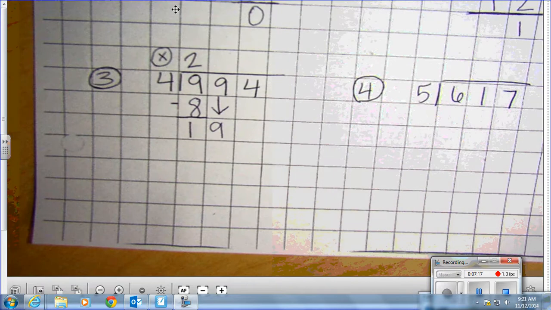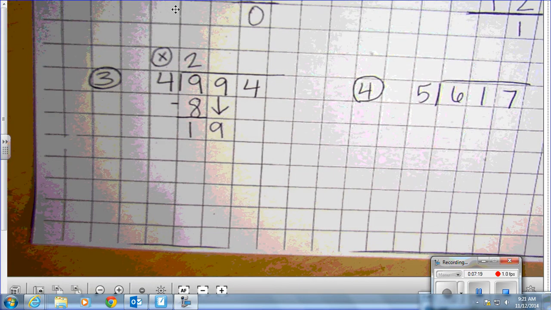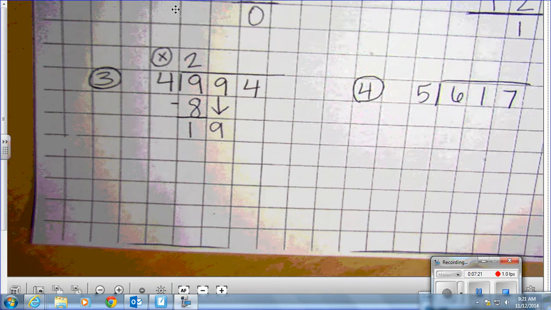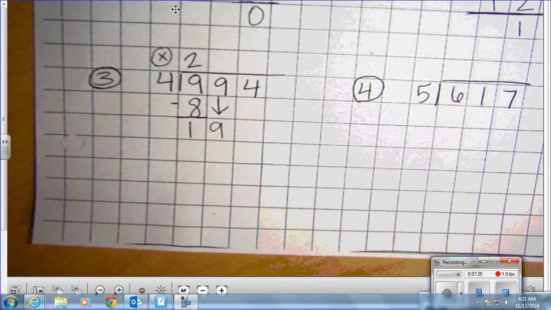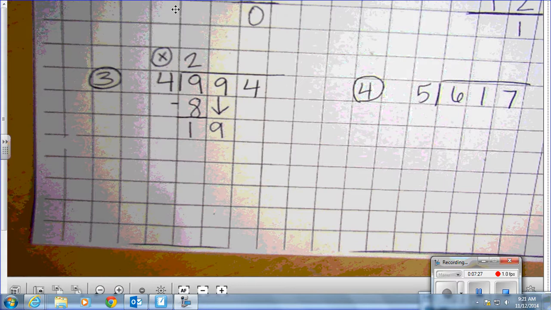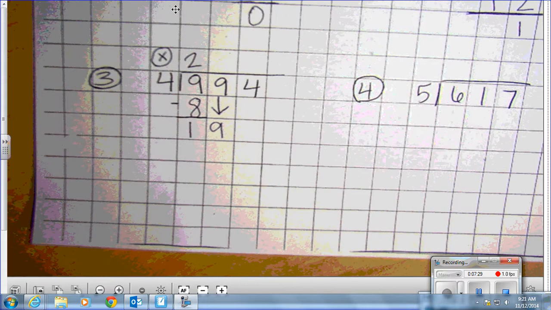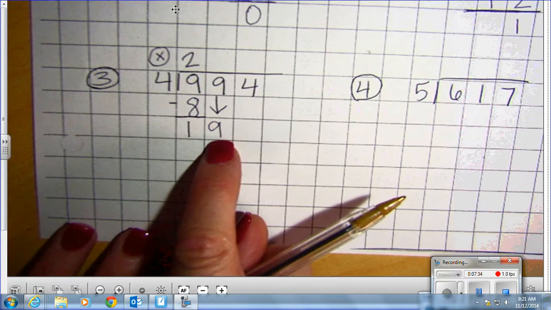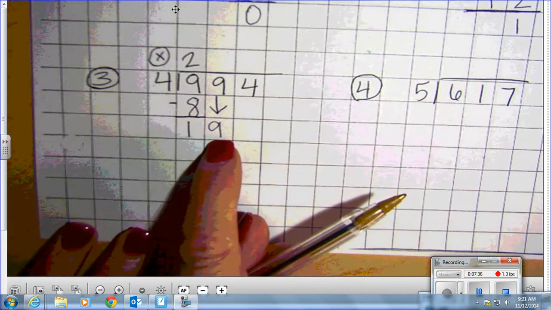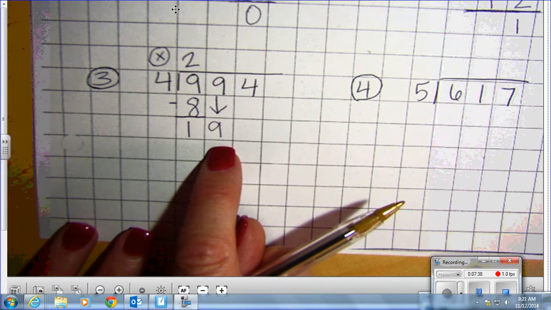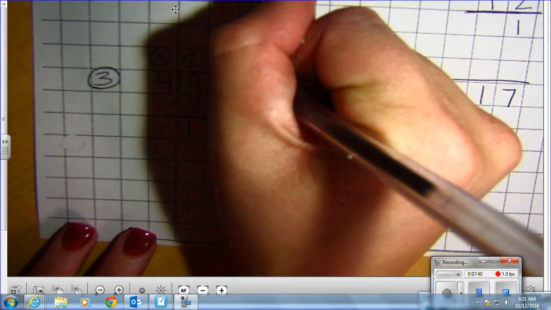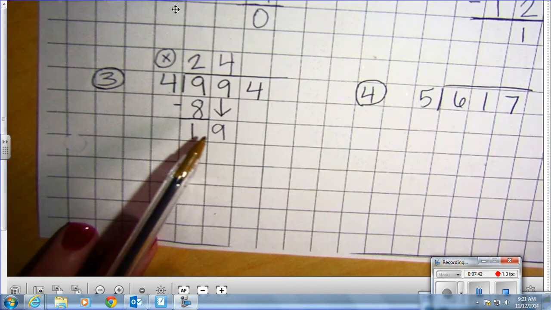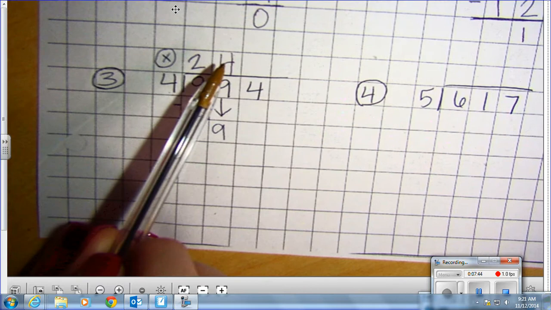I know that 4 times nothing can get me to 19. But how close can I get? So I know that 4 times 2 is 8. I know that 4 times 3 is 12. I know that 4 times 4 is 16. And I know that 4 times 5 is 20. 20 is too high because it goes past 19. So I can get as close as what? 16, which gives me 4. 4 can be divided into 19 4 times.